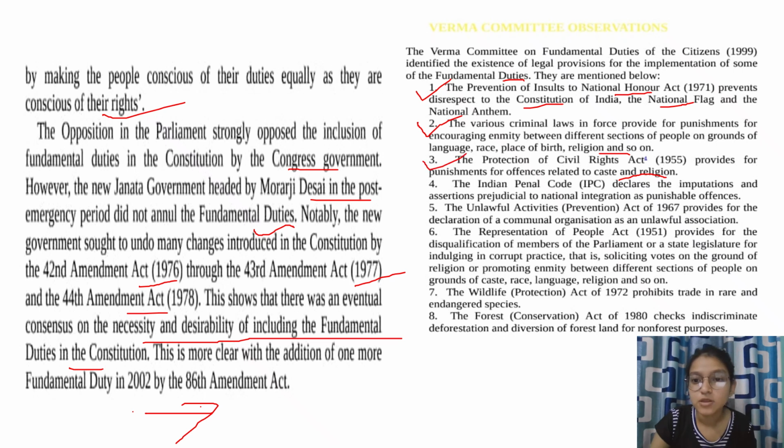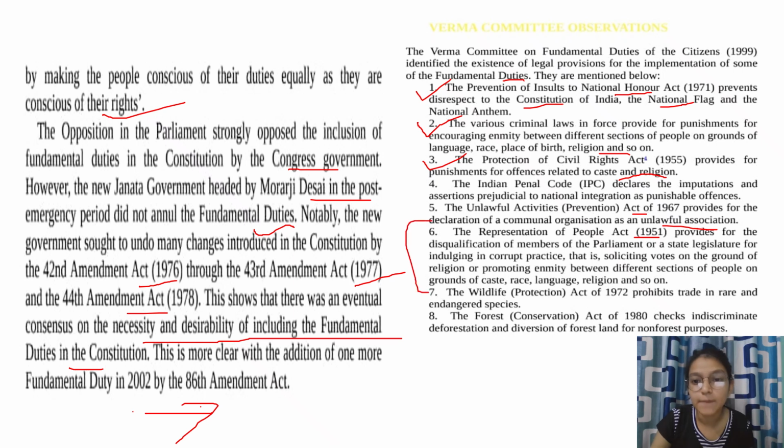Then we have the IPC, which is now the BNS, and all other stuff, which declares imputations and assertions prejudicial to national integration as punishable offences. Then we have the Unlawful Activities Prevention Act of 1967, which provides for the declaration of a communal organization as an unlawful association. Then we have the Representation of the People Act 1951, which provides for the disqualification of members of parliament or a state legislature for indulging in corrupt practice.